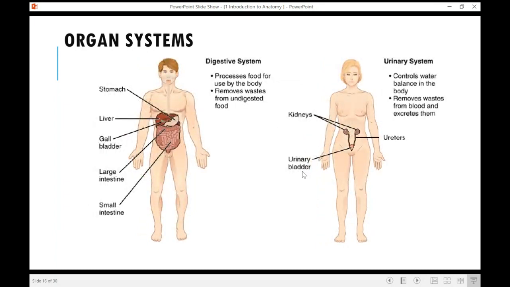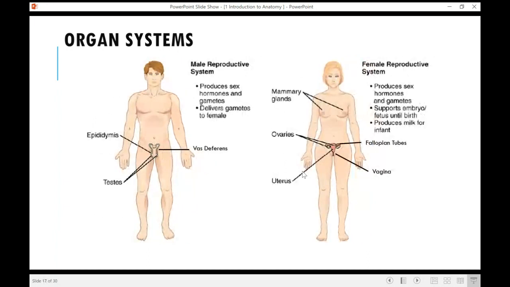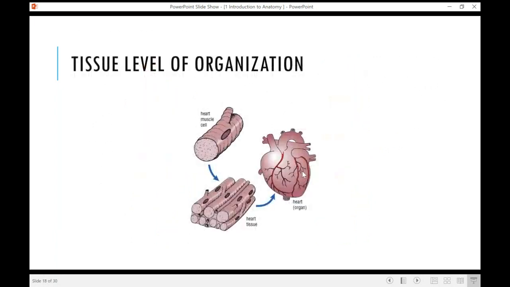Digestive and urinary systems have to do with waste products, removing the waste from any undigested food or from our blood, and then processes our food and our drinks. And then we have the reproductive system. So the male reproductive system and the female reproductive system are very different, but you'll find that they actually begin very similarly. So let's talk about that tissue level of organization.